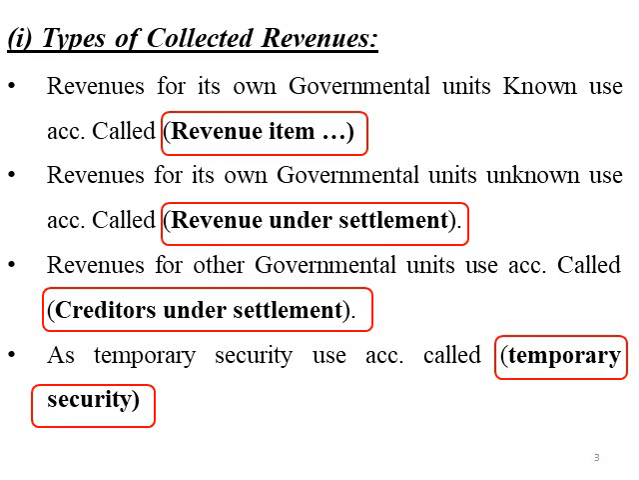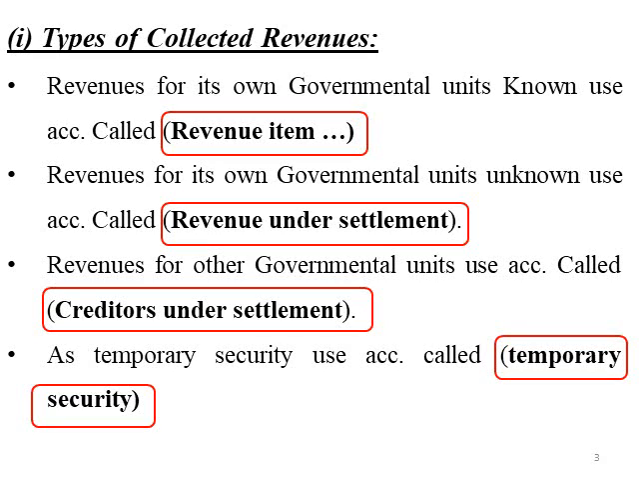The third one, so when my government unit collects some money for another government unit, we call it money for other governmental units. And we give it an account called creditors under settlement. Notice that we call it creditors.